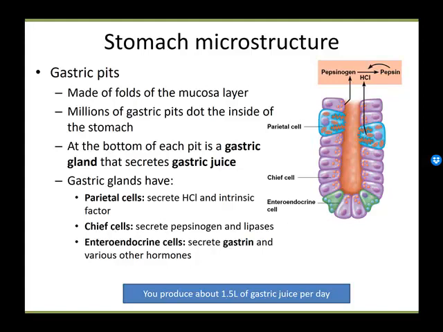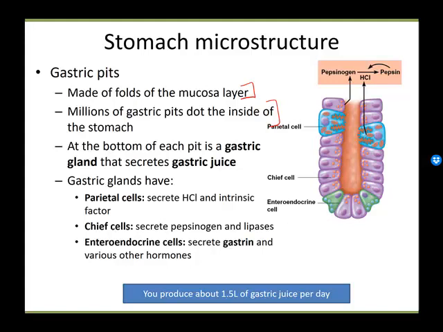Okay, so taking a closer look at our gastric pits. Again, we said it's made of these folds of the mucosa layer, and then we have millions of them. And the job of these gastric pits is to actually secrete our gastric juice. And again, we saw this little fun fact. We secrete about 1.5 to 2 liters of gastric juice per day. It depends on how much we're eating. The more we eat, the more gastric juice we secrete.